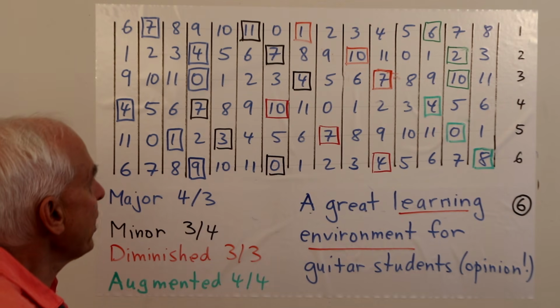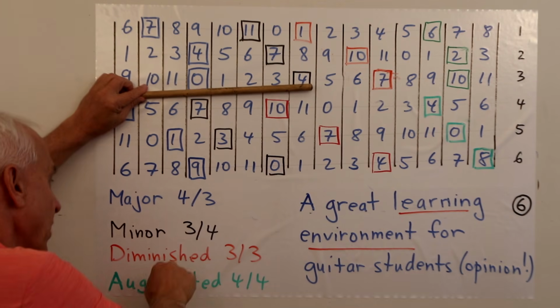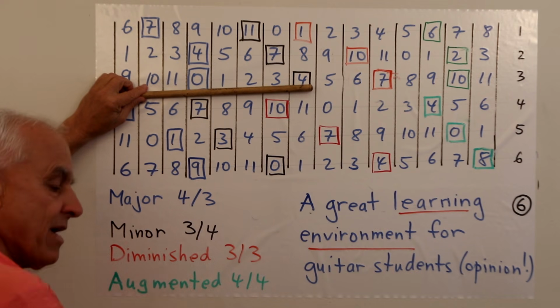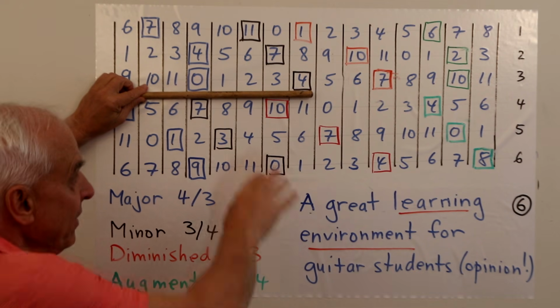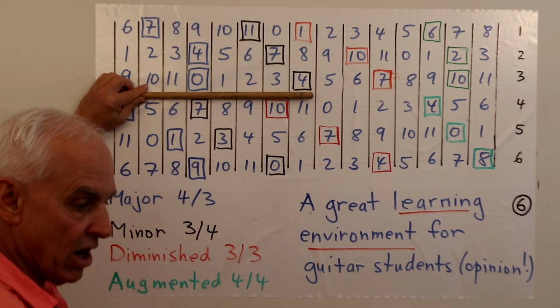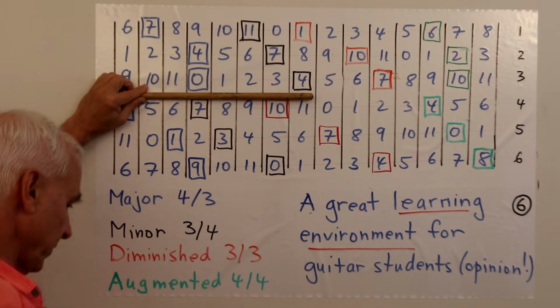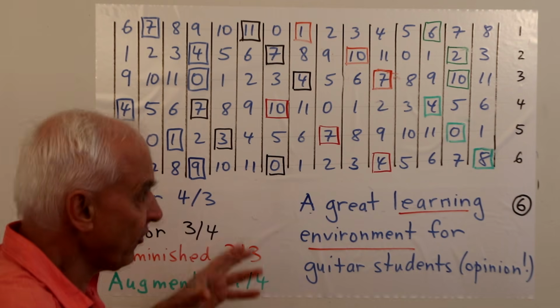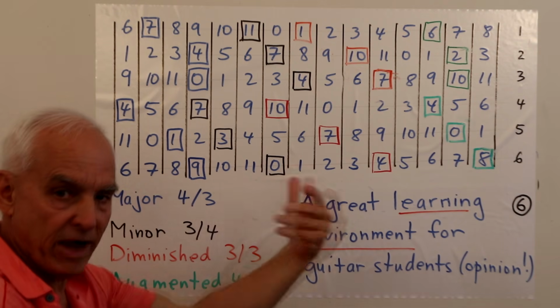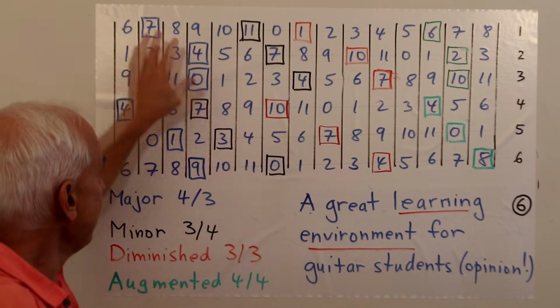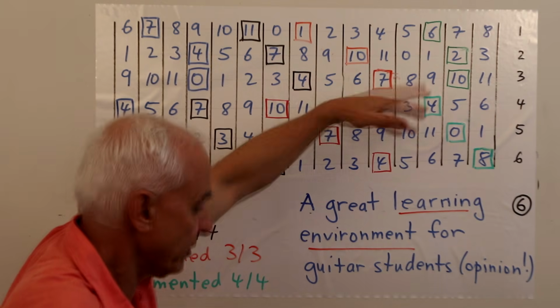So let's look at the top 3 strings. And I want to exhibit all 4 kinds of triads that you can play on the top 3 strings. Let's start with the major over here. Now each one of these can be played anywhere on the fretboard, okay? Anywhere on the fretboard. I'm just putting them here, here, here, and here so you can all see them.